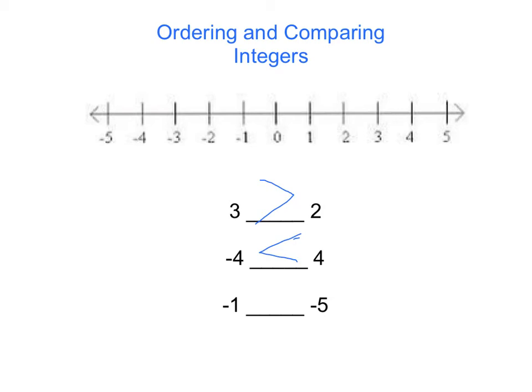And the last one, when we're comparing two negative integers, we have -1 and -5. The -1 is closer to 0. It's closer to those positive numbers. And the -5 down here is going to be less than -1. So if we go back to the problem at the bottom, -1 is greater than -5.